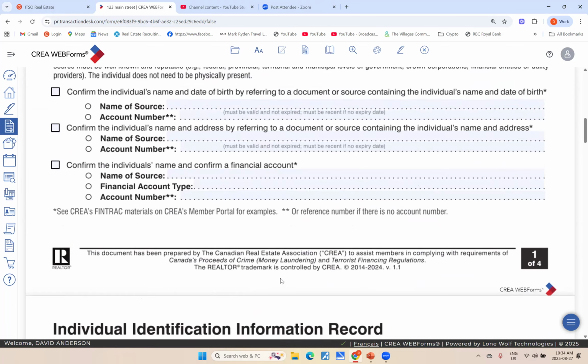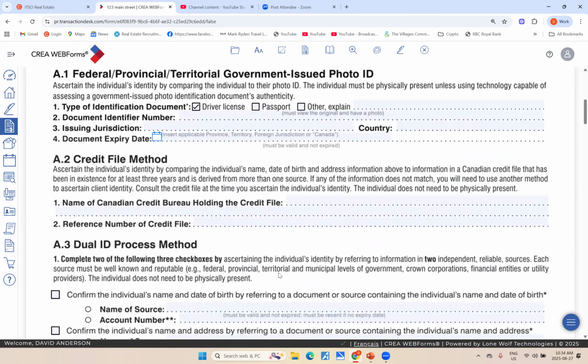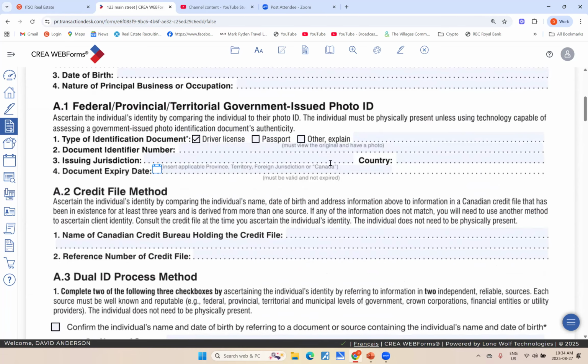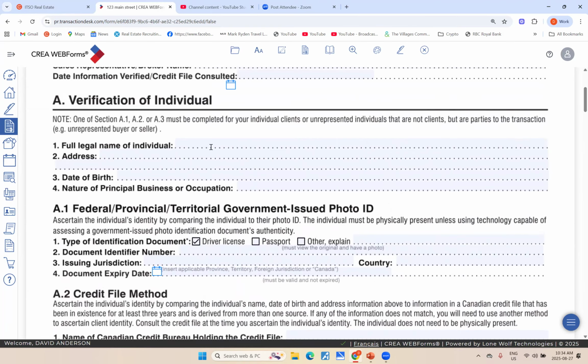Although it looks like a lot of information, it is pretty easy to fill out as long as you follow everything here. One part that often gets mixed up is the nature of the principal business or occupation. So in here, you need to be specific. So if they are an engineer, you have to say an engineer for Shopify. If they are retired, you say retired from teaching. So you have to be specific because that's what FINTRAC will be looking for. Okay, hope that helps.